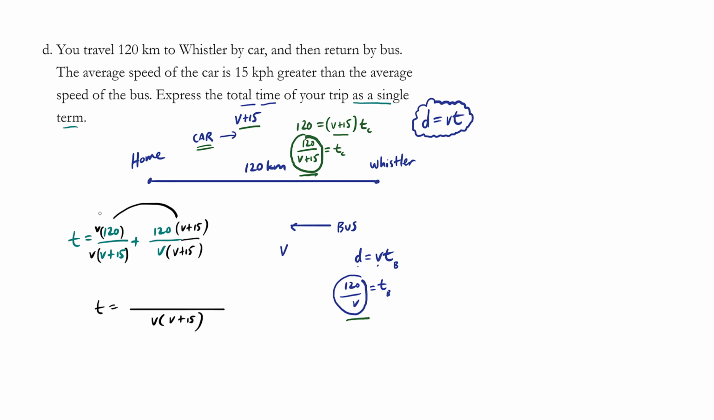We have 120v plus, we feed the dog, this becomes 120v, and we feed the cat, 120 times 15 is 1800. So therefore, we just have to gather these. 120v plus 120v is 240v. So this here is a single term.